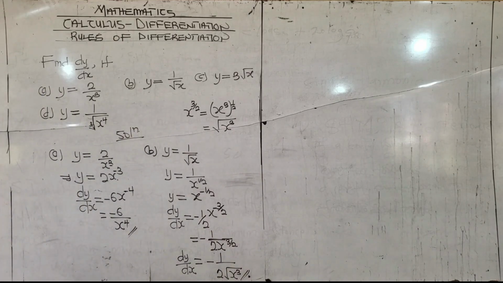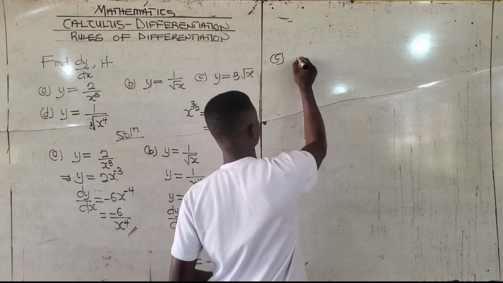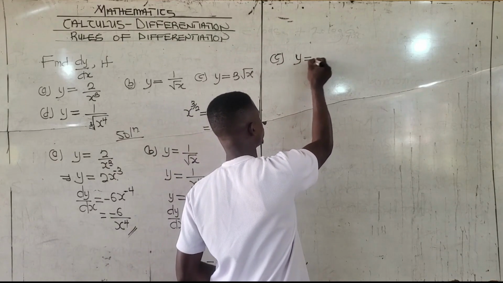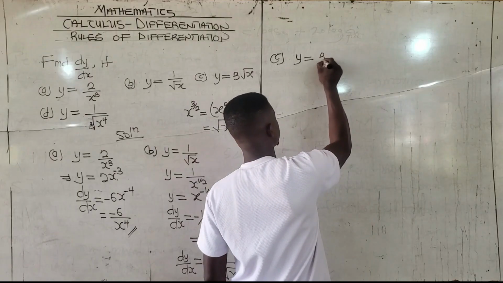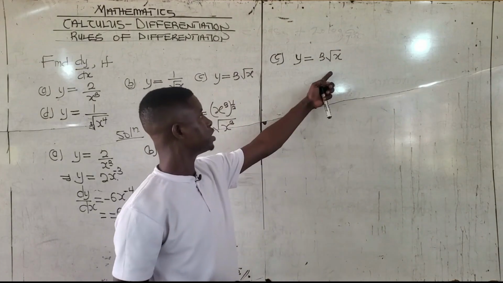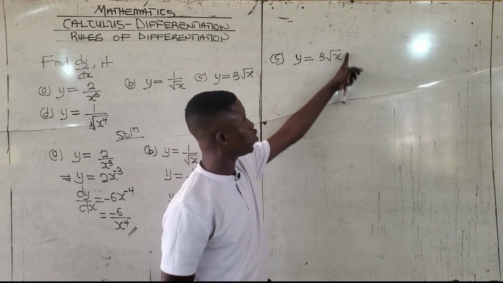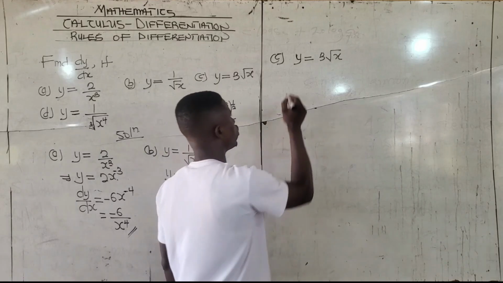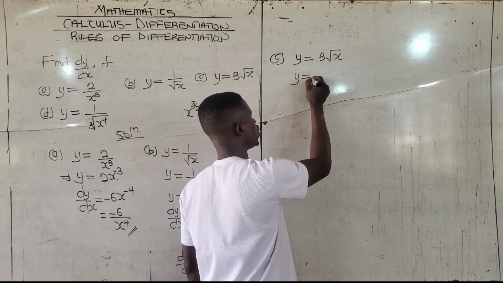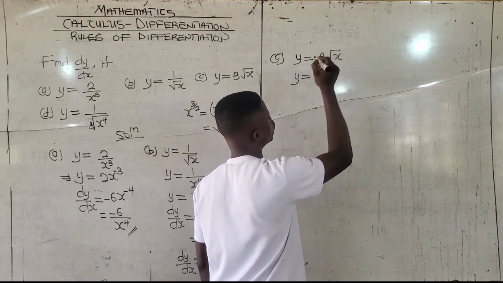Very simple. Next question, that is the C. We have y equal to 3 root of x. In this case, you have to eliminate the root sign and replace it with the power 1 on 2. So we are going to have y equal to 3x to the power 1 on 2.